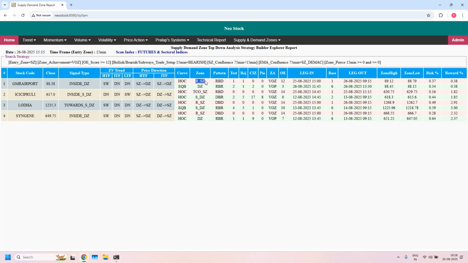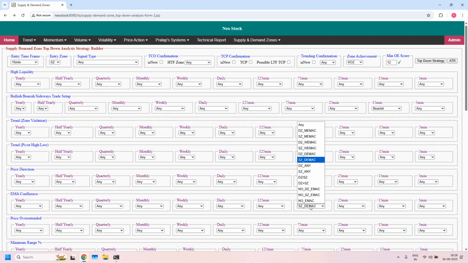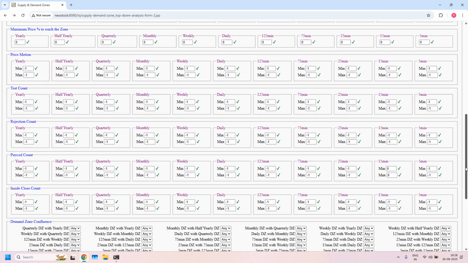So these 4 15 minute supply zones might be having more high probability to get success, provided less than 20 checklist items are satisfied. Otherwise there are higher chances of zone violation. Okay, next let us look into LTF, ITF and HTF supply zone confluence supported stocks. I am going back, removing EMA filter. Supply zone confluence, 3 filters we have to set.